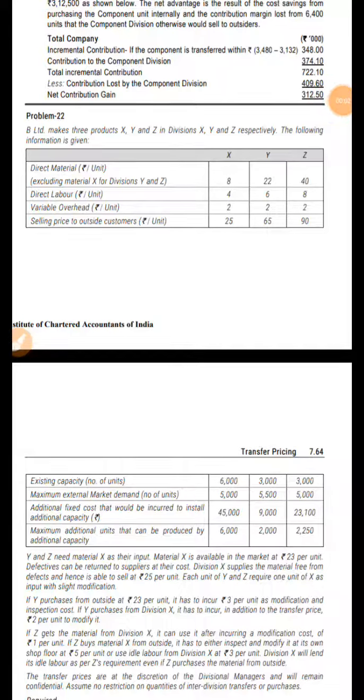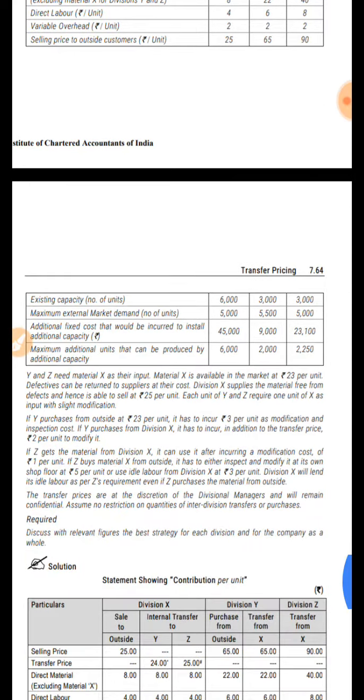Question number 22. B Limited makes three products X, Y and Z in divisions X, Y and Z respectively. The following information is given: direct material excluding material X for divisions Y and Z, then direct labor, variable overhead, selling price to outside customers. Then existing capacity is given, number of units 6,000, 3,000, 3,000.